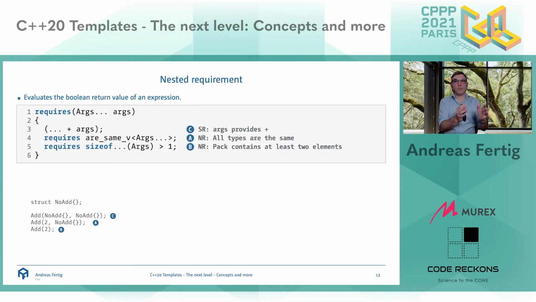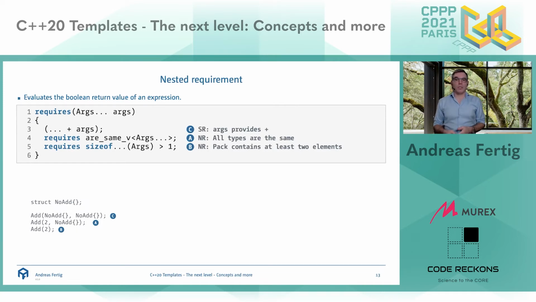If we put the requires in front of it, we force the compiler to evaluate this expression and get the value. So here we are querying the greater than 1 result, true or false. Okay. So it's important for a nested requirement that we need the requires in front of it. And this enables us to check our requirements A and B. So all types in the parameter pack are the same. That's checked with line number 4. And line number 5 checks that our parameter pack contains at least 2 elements.